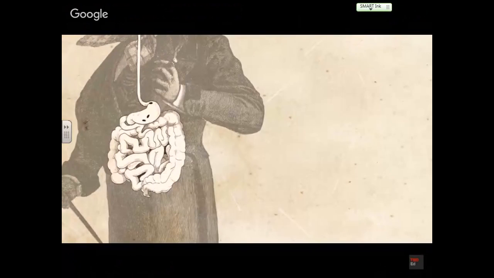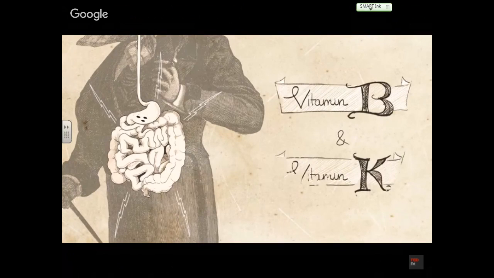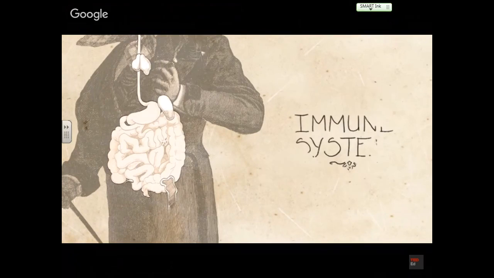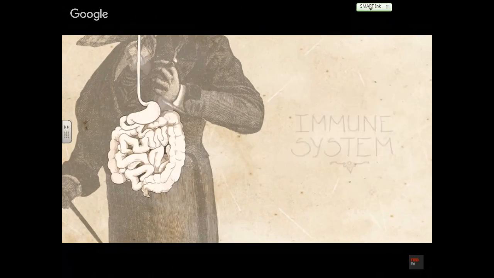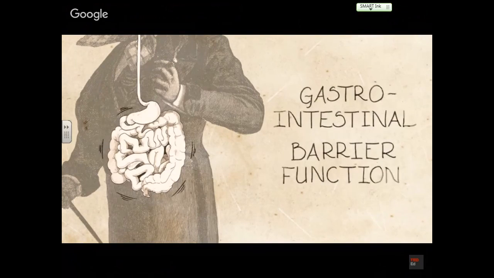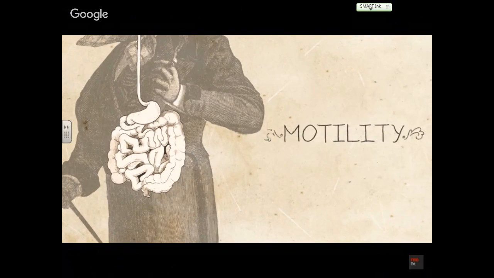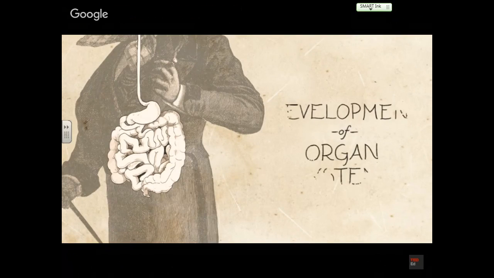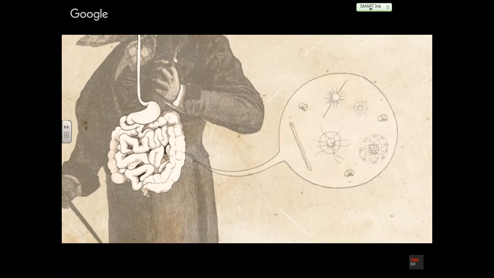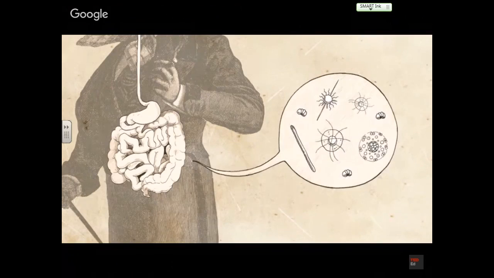In exchange, they help us extract energy from our food, make vitamins for us like vitamin B and K, boost our immune system, and play an important role in gastrointestinal barrier function, motility, and the development of various organ systems. Clearly, it's in our best interest to keep these bacteria happy.